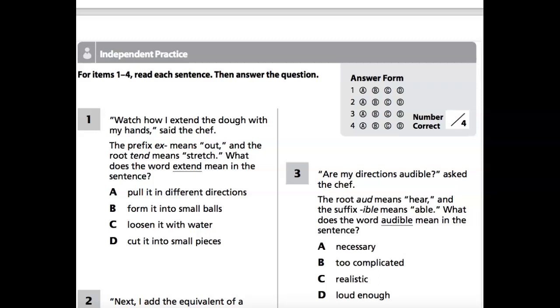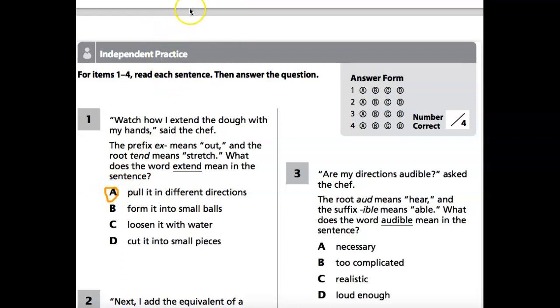A, pull it in different directions. B, form it into small balls. C, loosen it with water. D, cut it into small pieces. I'll let you think about that a minute. Stretch out. Which one would you choose? All right, I hope you chose A because A is the correct answer there.